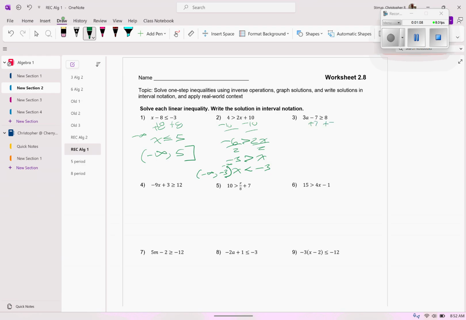Number 3, add 7 to both sides. 3a is greater than or equal to 15, divided by 3. So a is greater than or equal to 5, so that's pointing to infinity. So it's square bracket from 5 to infinity.